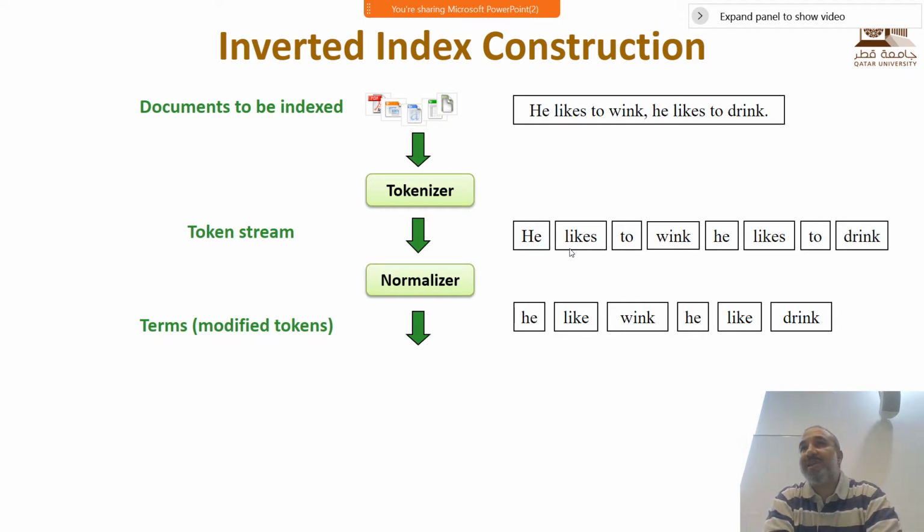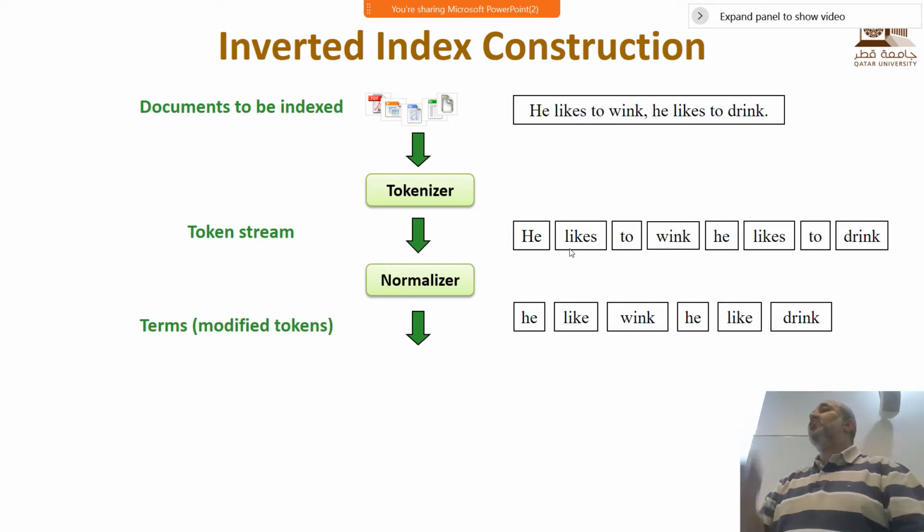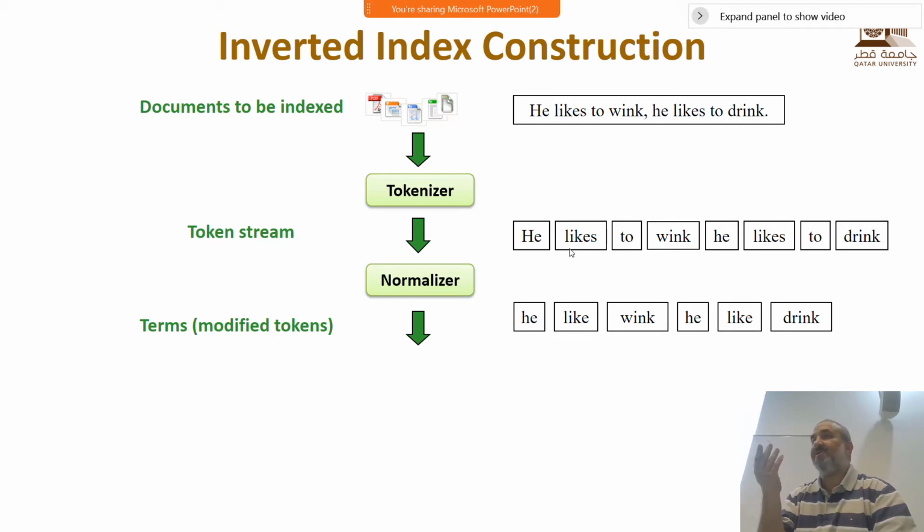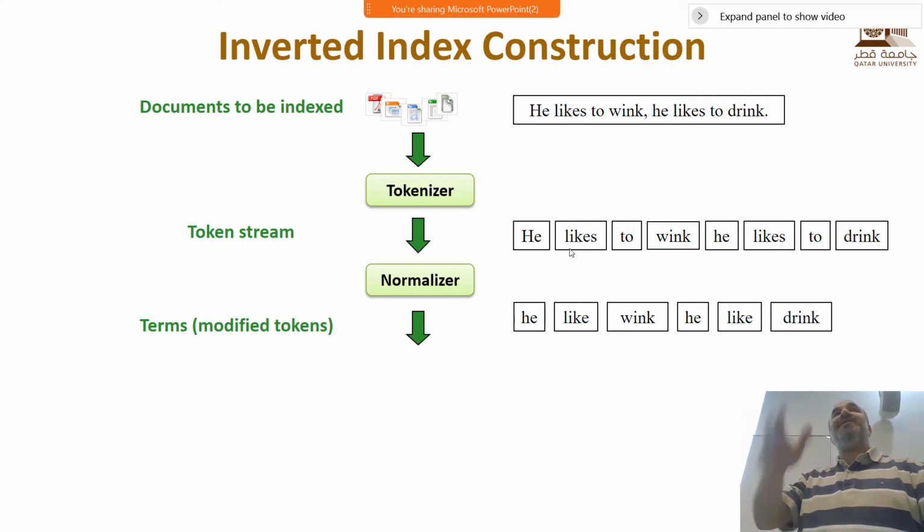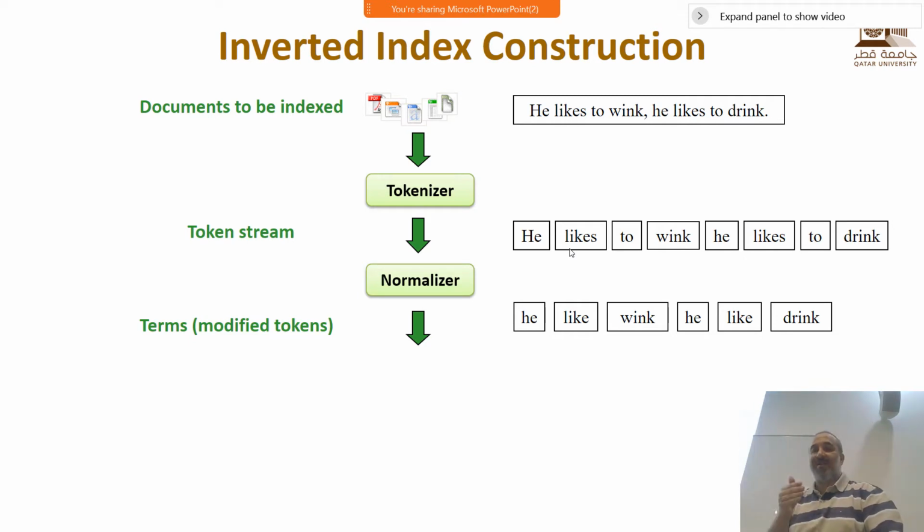What do we do in normalization? We start to have what we call terms now. They are no longer tokens, they are terms, because we do some processing for each term. So what do you notice here? First, capitalization: everything is small. That's one of the steps in normalization. What else? Likes is converted to like, so something happened here that makes likes into like. There is no "to". We call these words stop words.